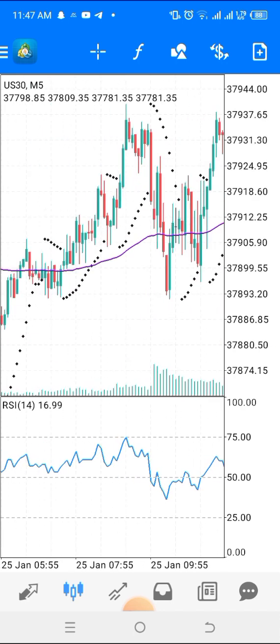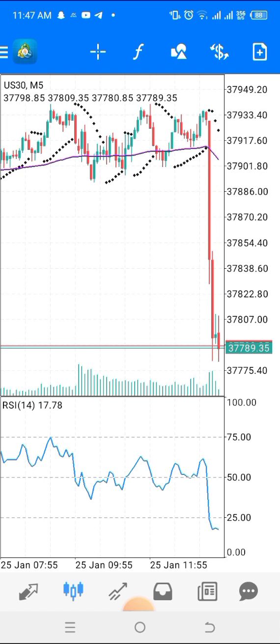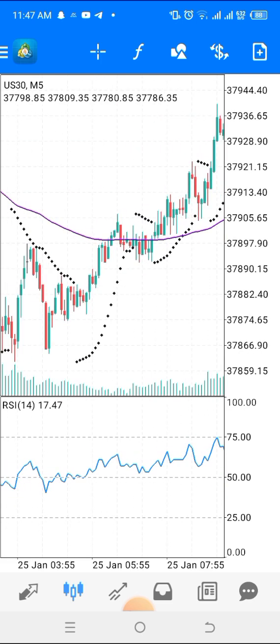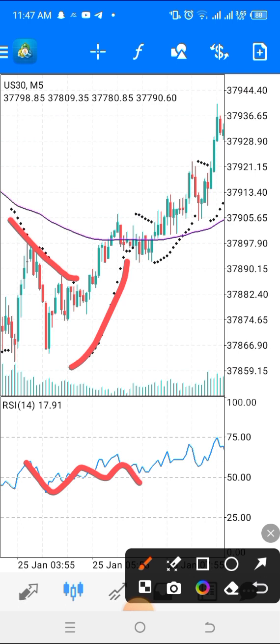All right, so here we have the indicators set up on our chart, and I'm going to explain the strategy and how you can use it. We first of all have to understand how these indicators work. The parabolic SAR consists of these dots, right? The RSI is the one below with the squiggly blue line, and the 100 exponential moving average is this one in the middle.